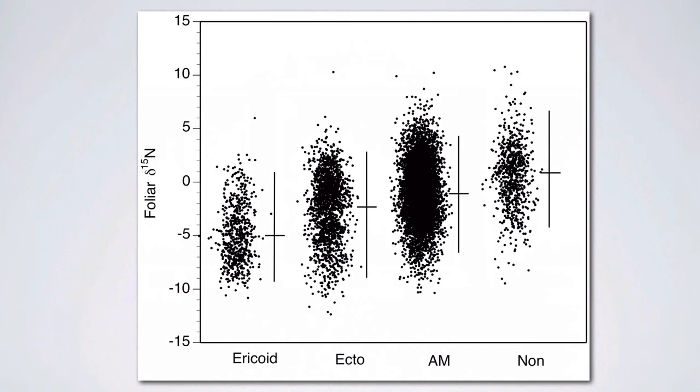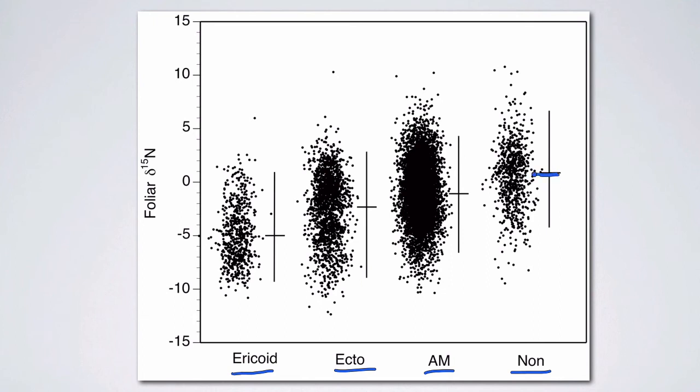One last way that we've used nitrogen isotopes is to better understand what's happening as far as nitrogen transfers are concerned. Here we're going to take a look at the foliar delta N15, so the relative enrichment of N15 compared to N14 relative to a standard, for plants that use different types of mycorrhizal fungi. Ericoid and ectomycorrhizal fungi are thought to be important for transferring nitrogen to plants, compared to arbuscular mycorrhizal fungi and those plants that are non-mycorrhizal. They don't use mycorrhizae at all.